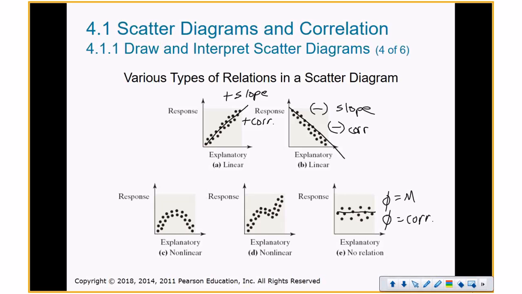So make sure you know that, because if I was to throw a question on the test about correlation, it would be that type of question right there. That's your first question that you could get, and I just show you a picture, and you would just put negative, positive, or no correlation.